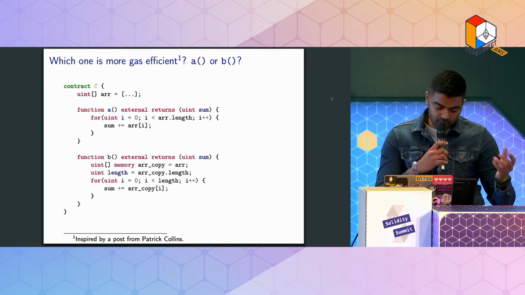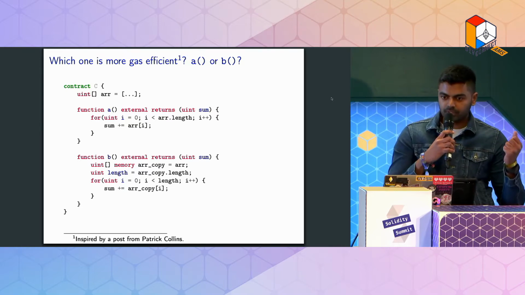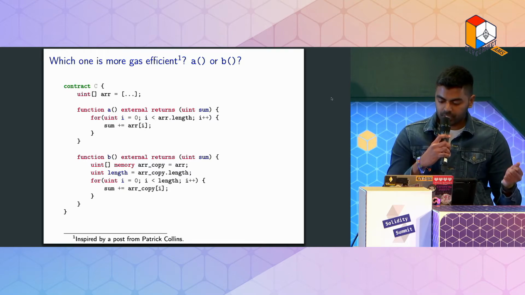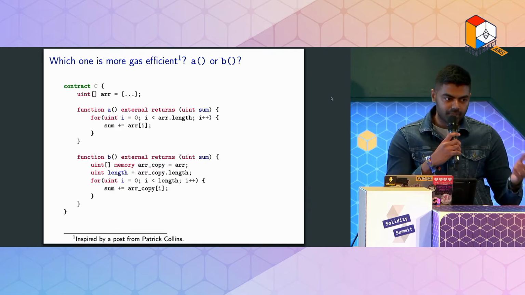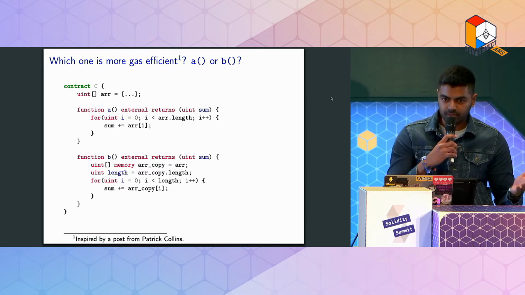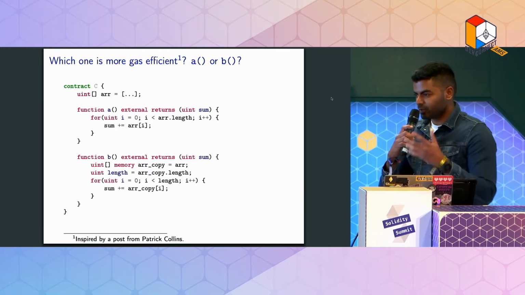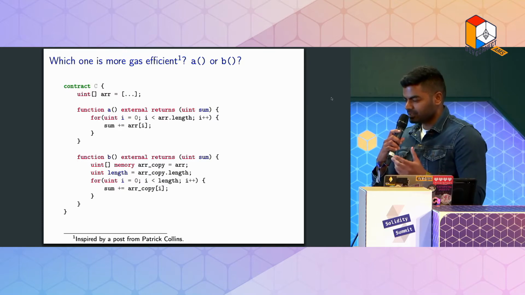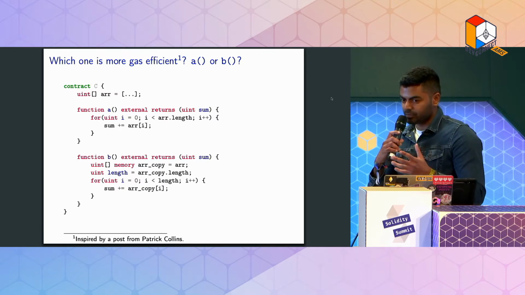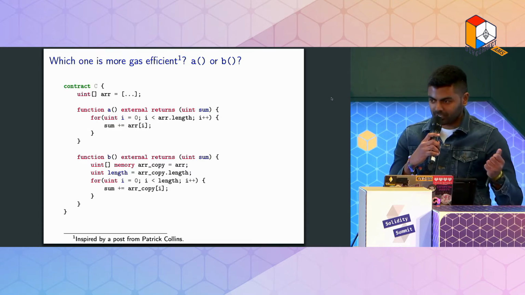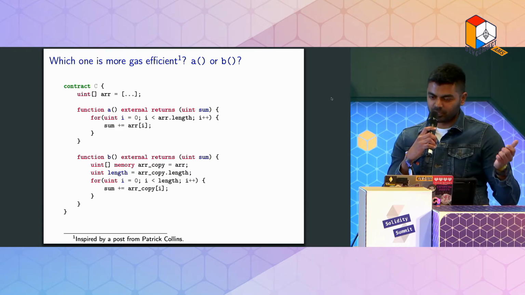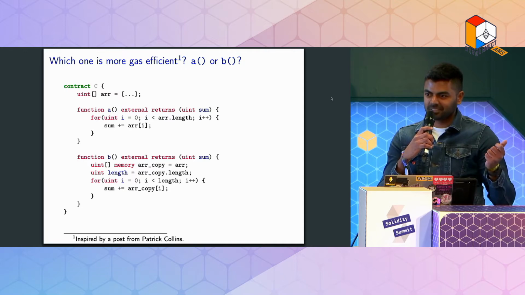But now let's look at B. In B, you start with copying the array from storage to memory, and then you do the same calculation over the memory copy instead of the storage. There is this Solidity dictum that you have to start by copying all the storage stuff into memory, and that's what we are doing in B. And the question is, which one is more efficient, A or B?